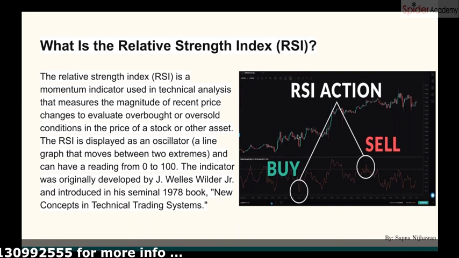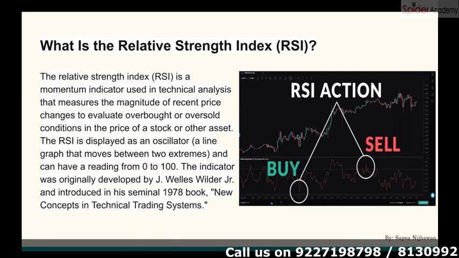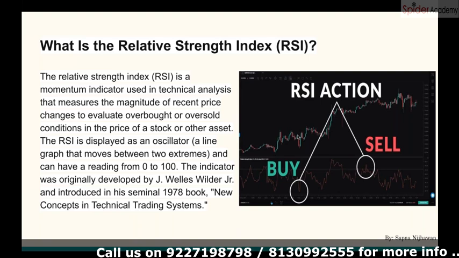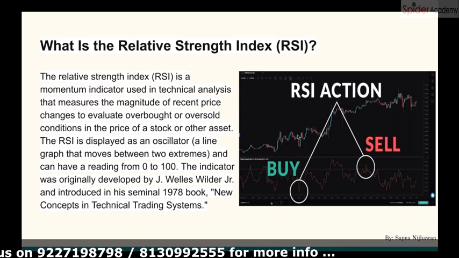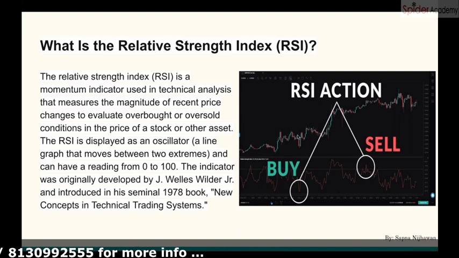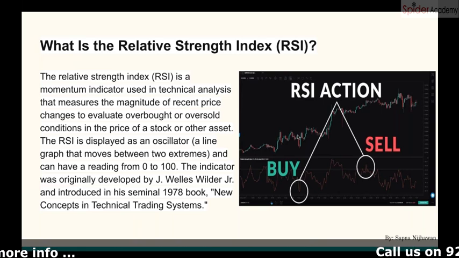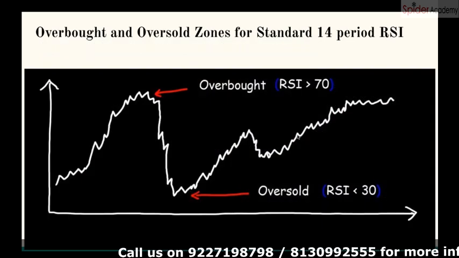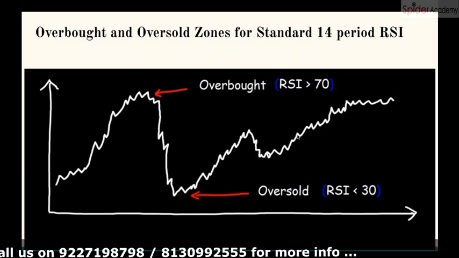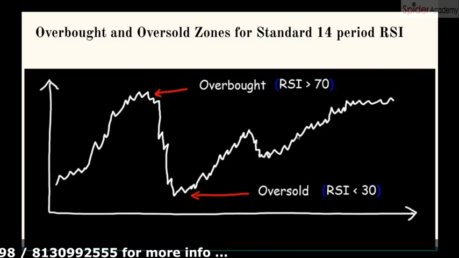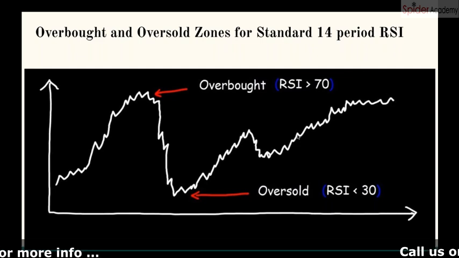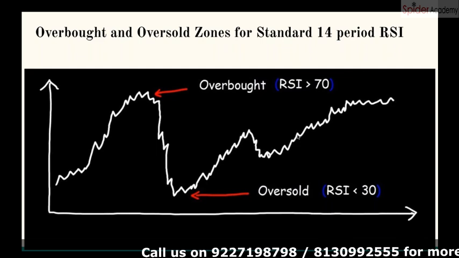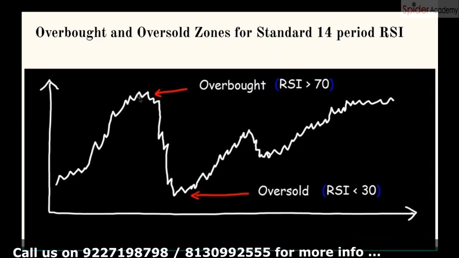It was famously developed by J. Welles Wilder Jr. and introduced in the seminal 1978 book, and I think I have added the book in my drive link, which you all can read. So this is basically a chart of overbought and oversold zones for the standard 14-period RSI. As I said, more than 70 it is overbought and below 30 it is oversold. So this is the indicator over here.